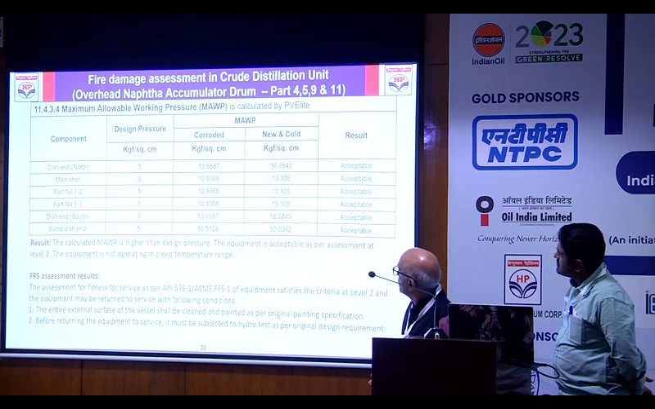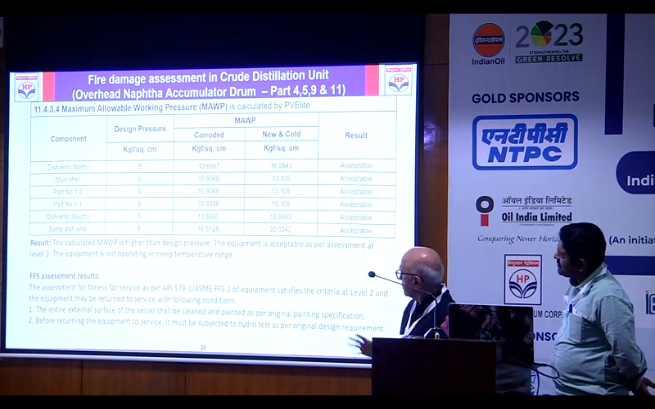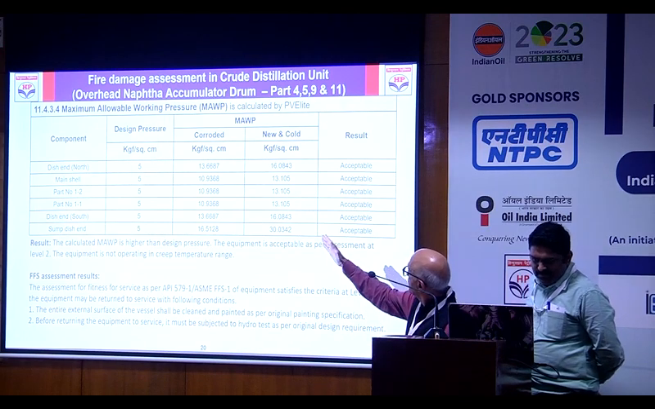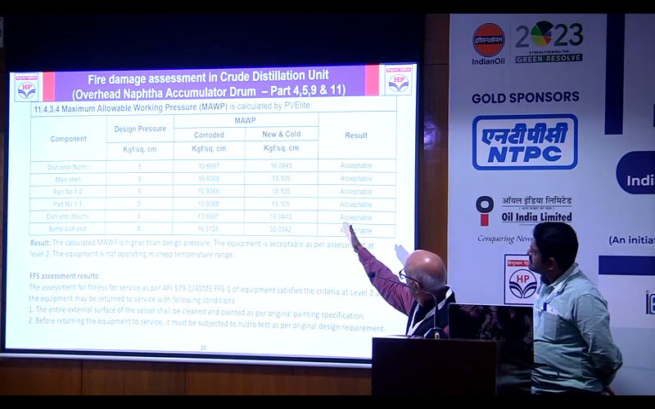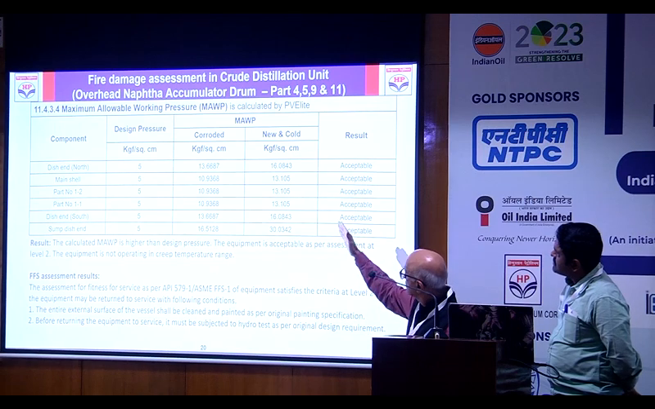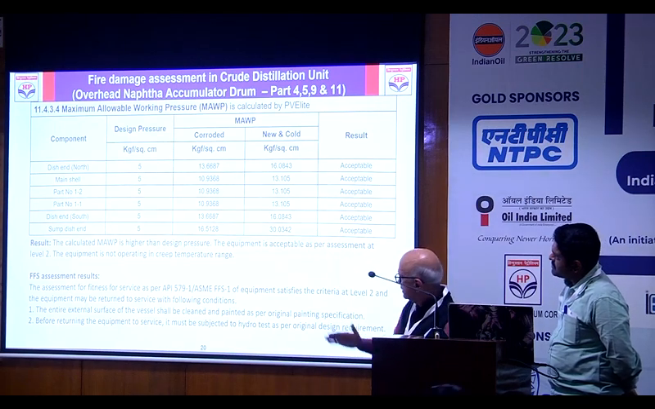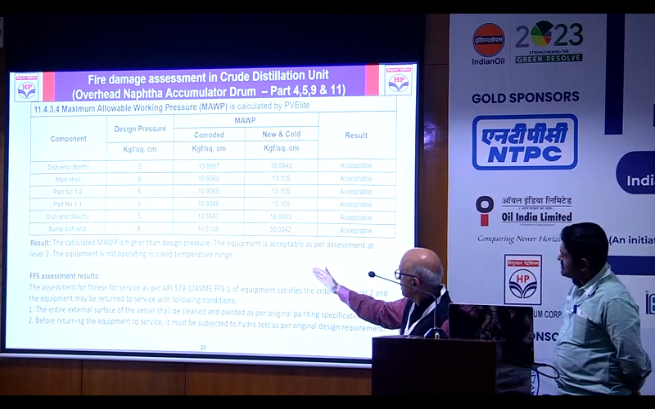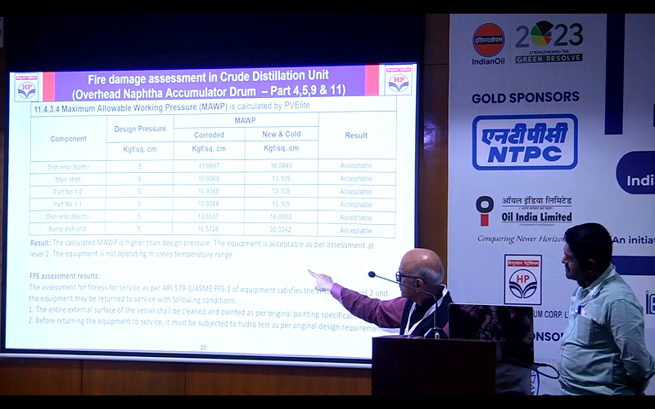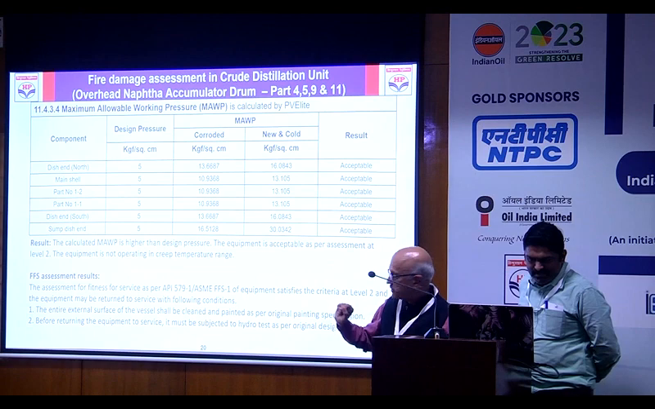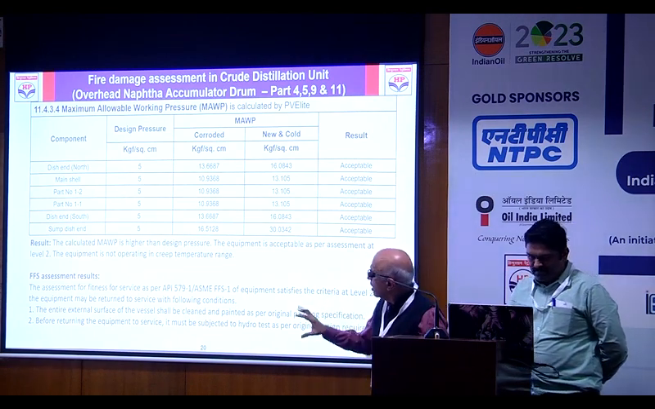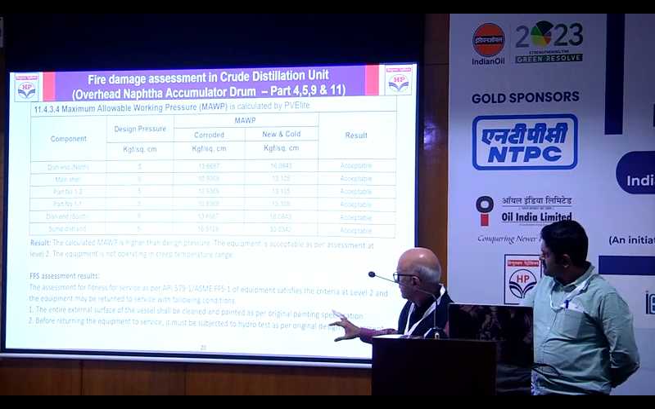Then we did the MWAP calculation for this fire case, with the corroded area and damaged area, using the PVLite software. All the pressures are coming much higher than the design. So the equipment is acceptable at level 2, and it is also not operating in the creep temperature range. With all these things, this equipment is cleared at level 2. All the equipment we have performed similarly. Next.